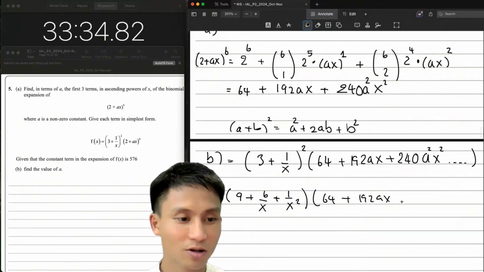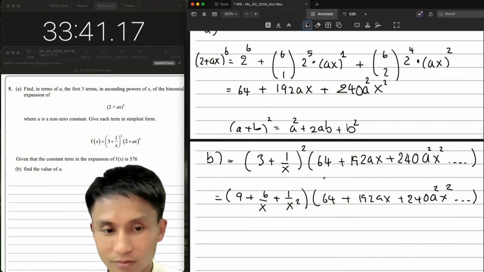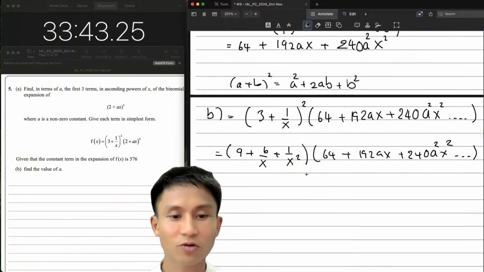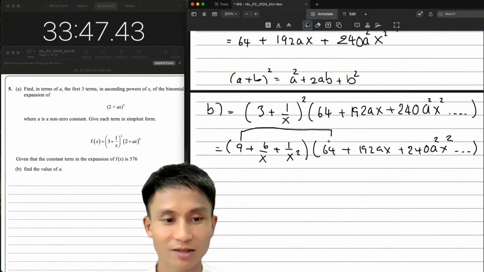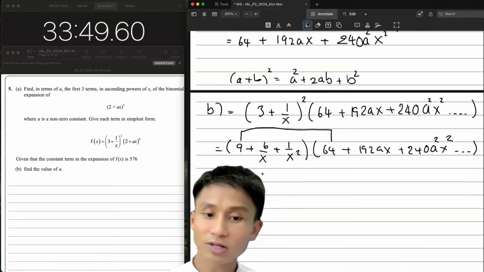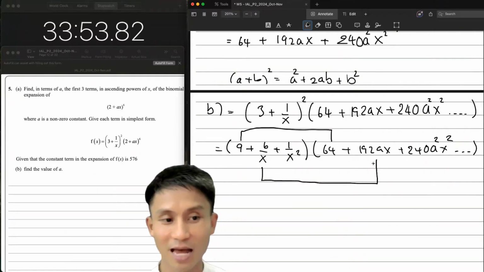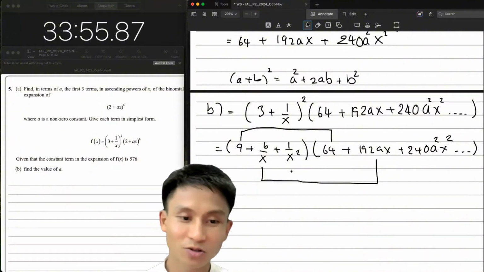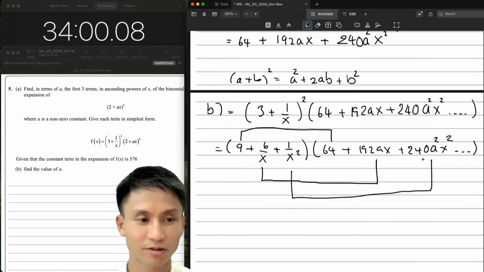Now look, we want the constant term only. So we are not focusing on any other terms, right? For example, how do you get the constant term? You need to match 9 and 64. You need to also match 6 over x and that term. And also this guy, right? So there are actually 3 pairs and no more.